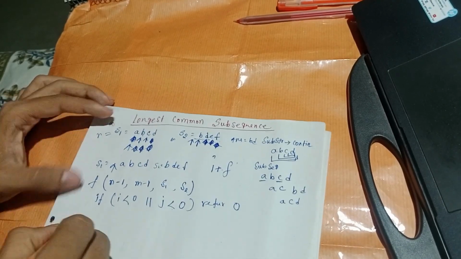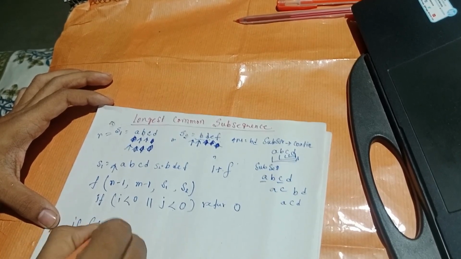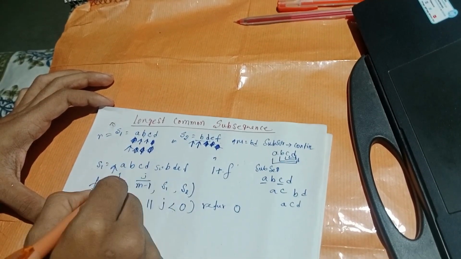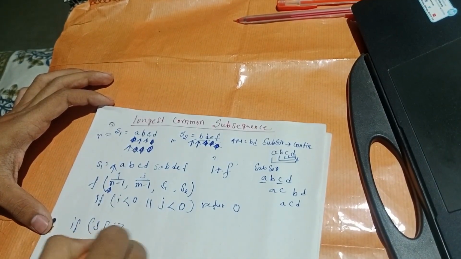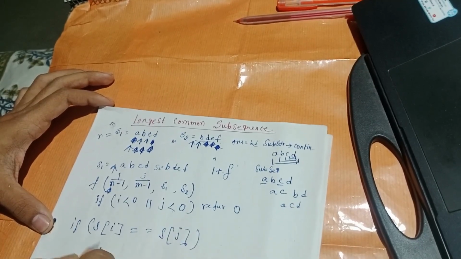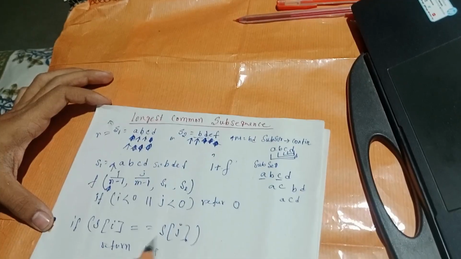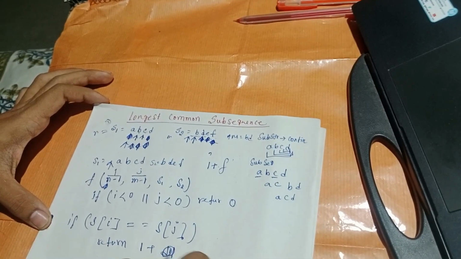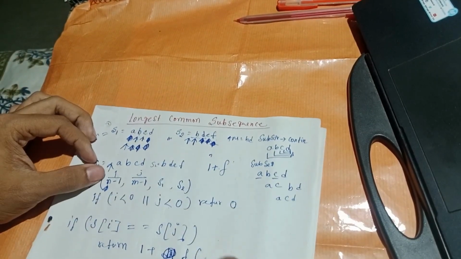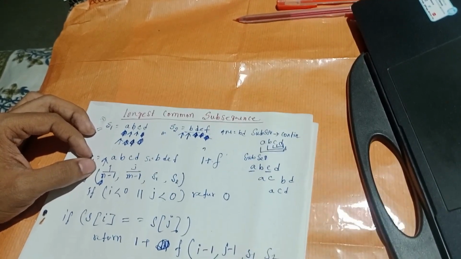Then, if s of i is equal to s of j, what is my answer? Return 1 plus function, not dp here, only function. Both are the same, so both are reduced: i minus 1 and j minus 1, and pass s1 and s2.